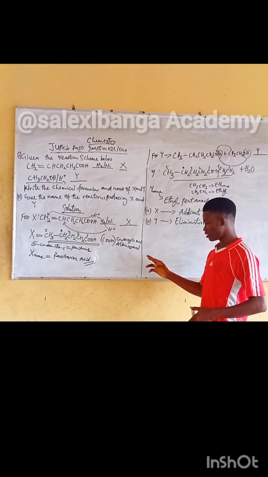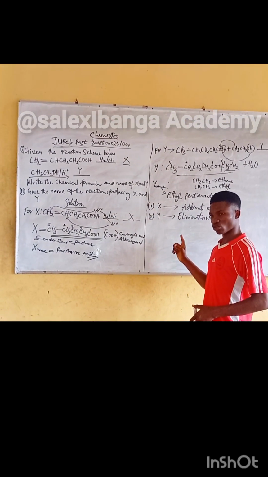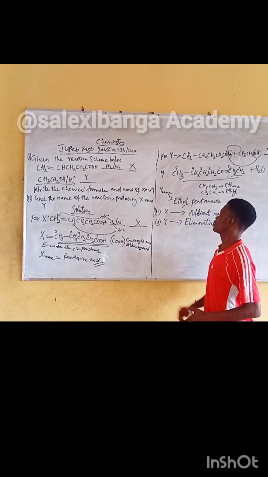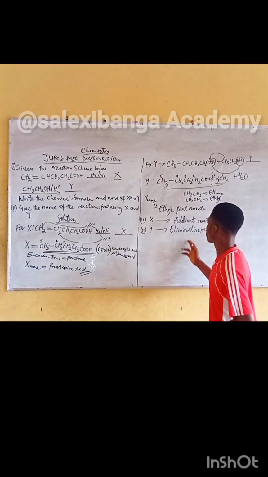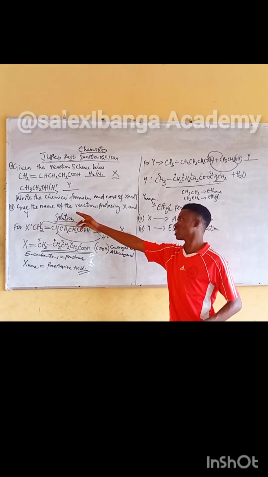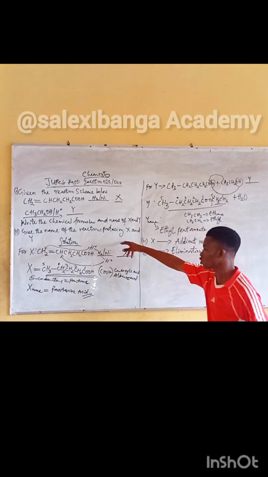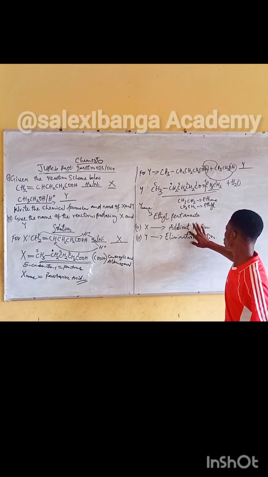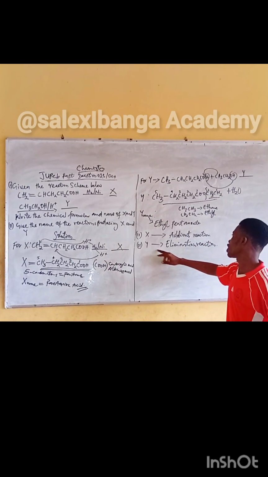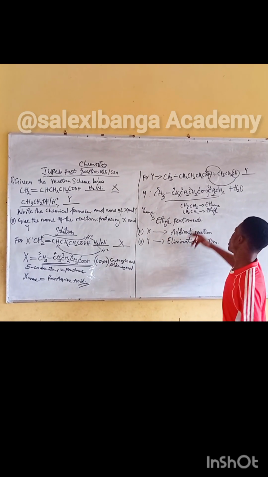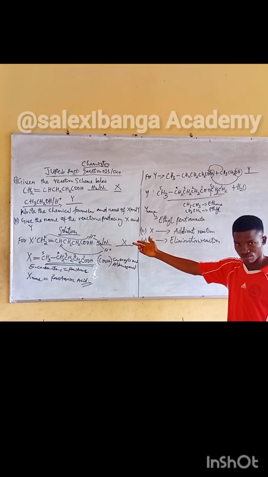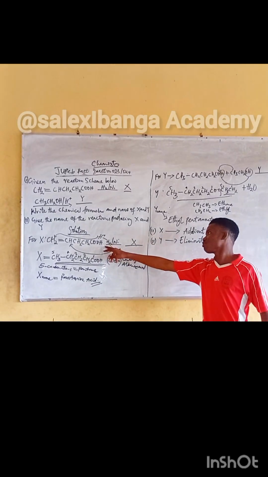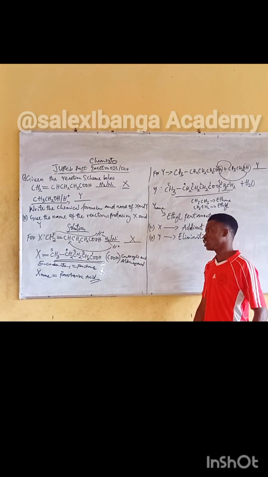Once this question is given, follow this method. This is the step for you to solve this question. This has come to the climax for today in this particular class. The last question is to give the name of the reaction producing X and Y. So the addition reaction produces X, while the elimination reaction produces Y, because at Y there is a removal of H and OH, while at X we are having addition of hydrogen.